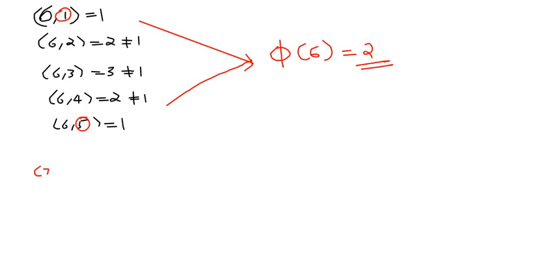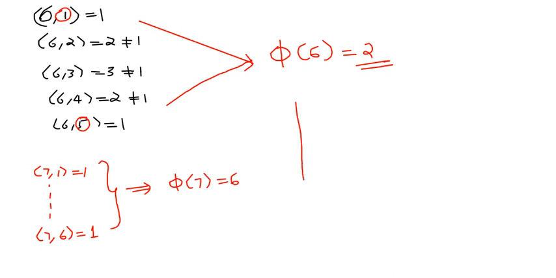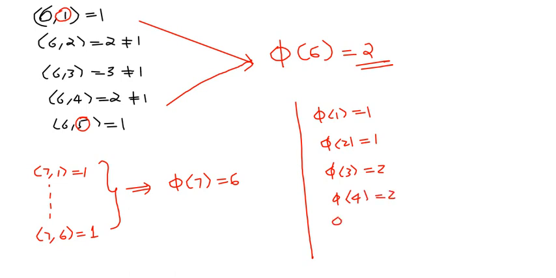Similarly, GCD of 7 and 1 is 1. GCD of 7 and 2 is 1. GCD of 7 and 3 is 1. Since 7 is prime, all positive integers less than 7 are relatively prime to 7, which implies phi of 7 is 6. That means we get phi of 1 is 1, phi of 2 is 1, phi of 3 is 2, phi of 4 is 2, phi of 5 is 4, phi of 6 is 2, phi of 7 is 6.